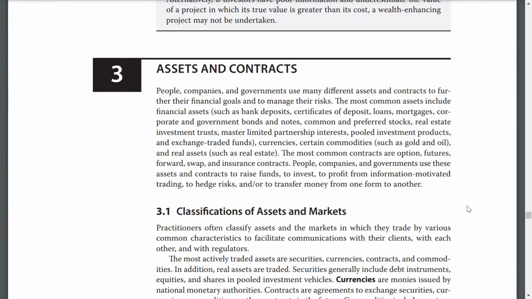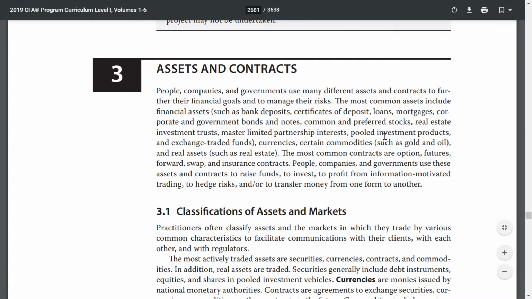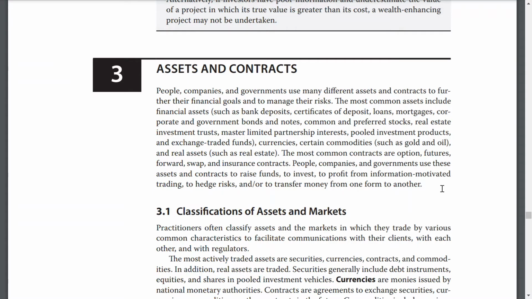Part 3, assets and contracts. People, companies, and governments use many different assets and contracts to further their financial goals and manage their risks. The most common assets include financial assets, currencies, certain commodities, and real estate. The most common contracts are options, futures, swaps, forwards, and insurance contracts.